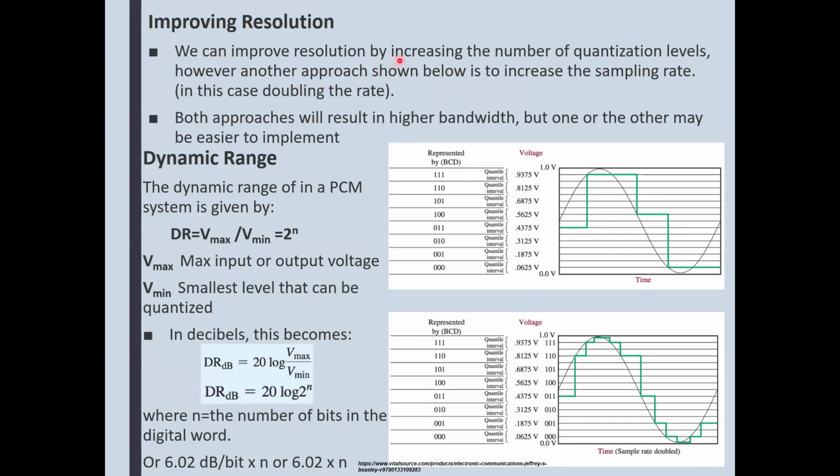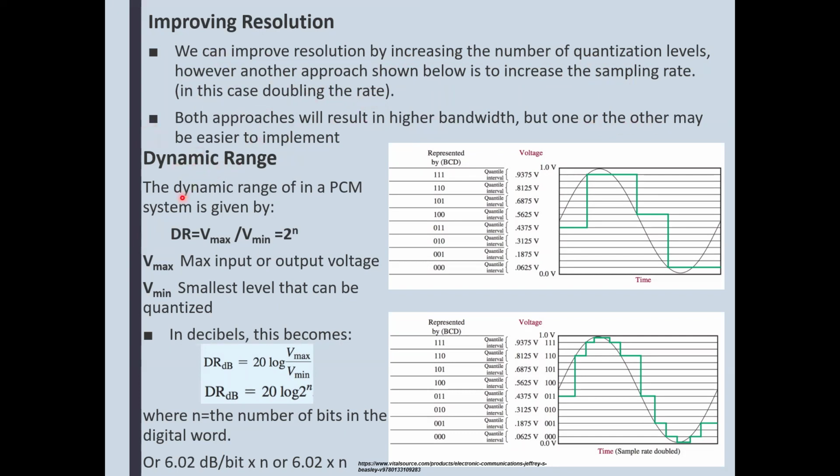Improving resolution: we can improve resolution by increasing the number of quantization levels. However, another approach is shown to increase the sampling rate. In this case, it is doubling the rate. Both approaches will result in higher bandwidth, but one or the other might be easier to implement.